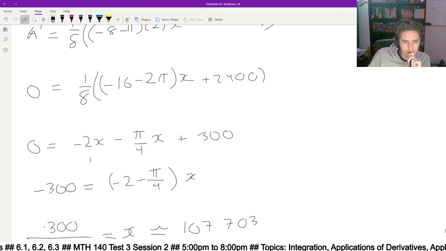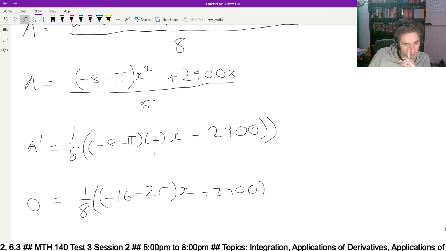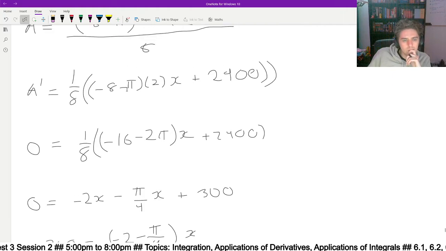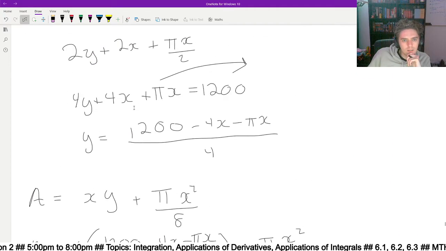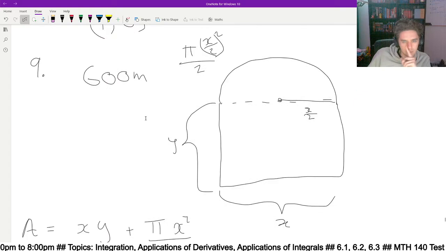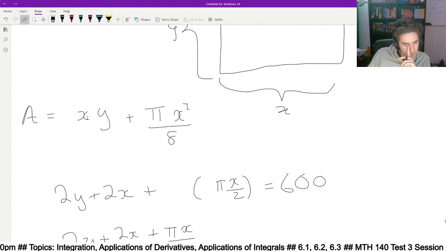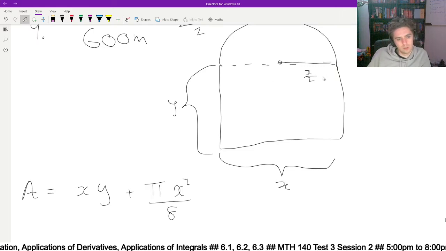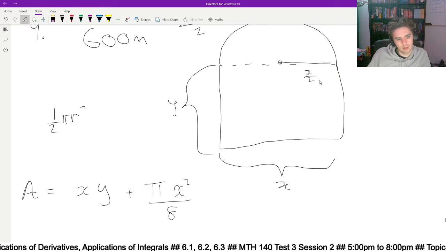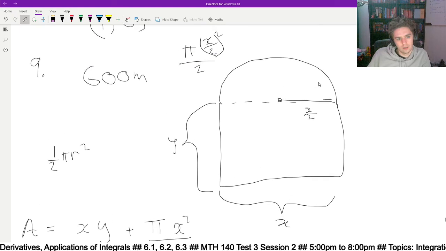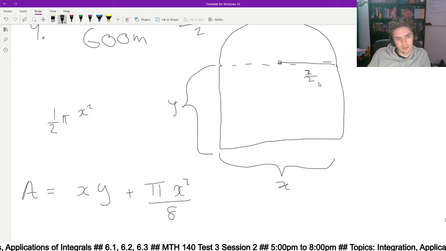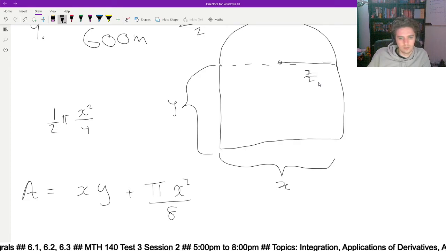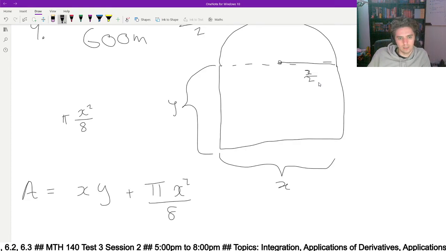Negative 2x. Okay, let's look here. And then maybe we may as well start right back at the start. So, xy. This would be 1/2 pi r squared. R is x over 2 squared, so this is just over 8. Okay.